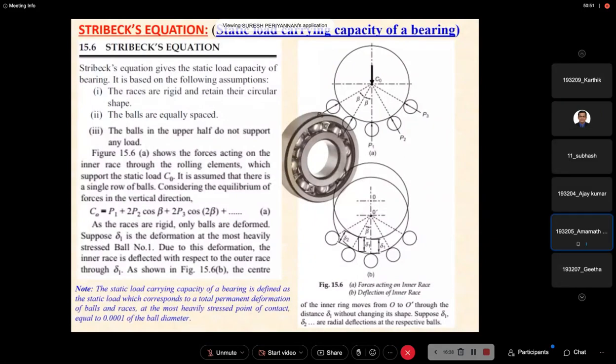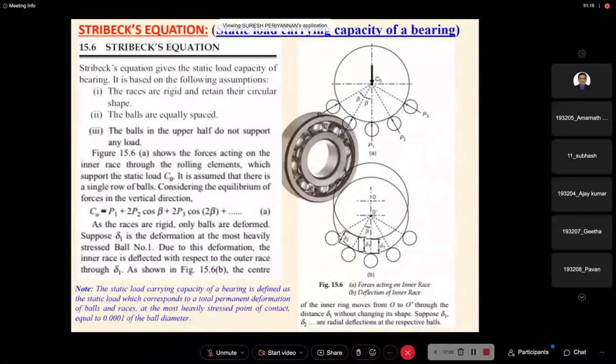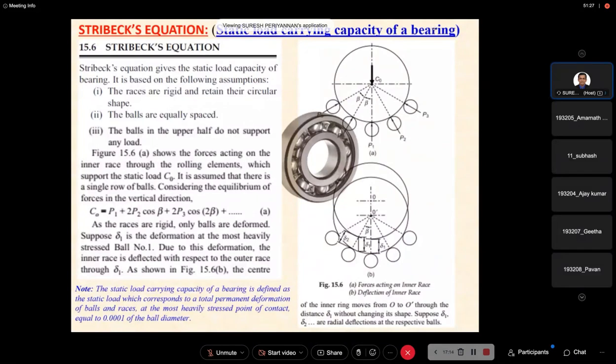Sir, can you repeat the question? Which bearing will create more noise? Can you tell me the order of more noise among journal bearing, ball bearing, and roller bearing? Simple question. I'm asking simple questions only. Yeah, please, someone come forward.